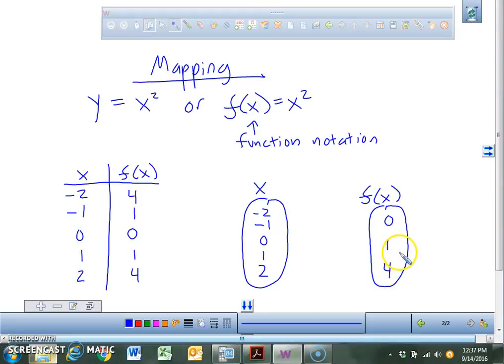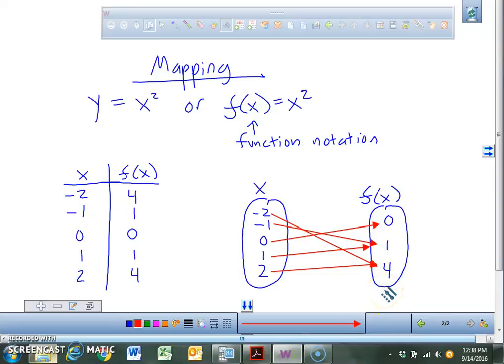Yeah, for a math class. Here's why. Now in a table, this is your table. A lot easier to read. But when you see something in a map, ask yourself this question. What does -2 lead me to? -2, when I plug it in, leads me to a 4. So you put an arrow going to the 4. Okay? -1 led me to a 1. 0 leads me to 0, 1 leads me to 1, and 2 also leads me to a 4.